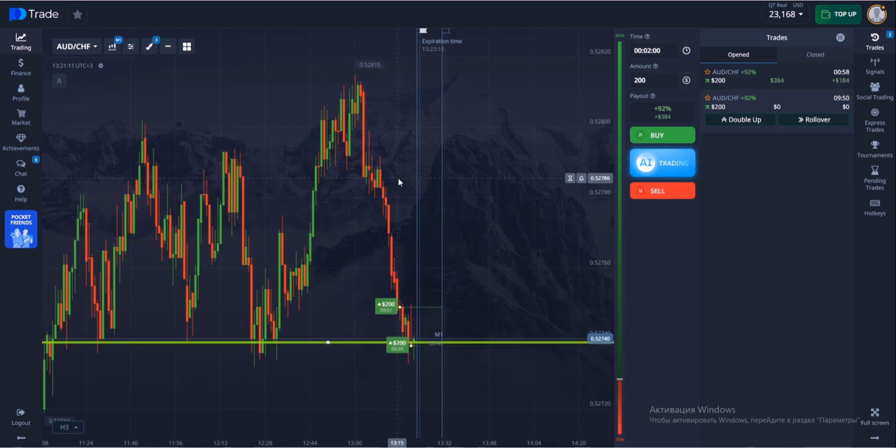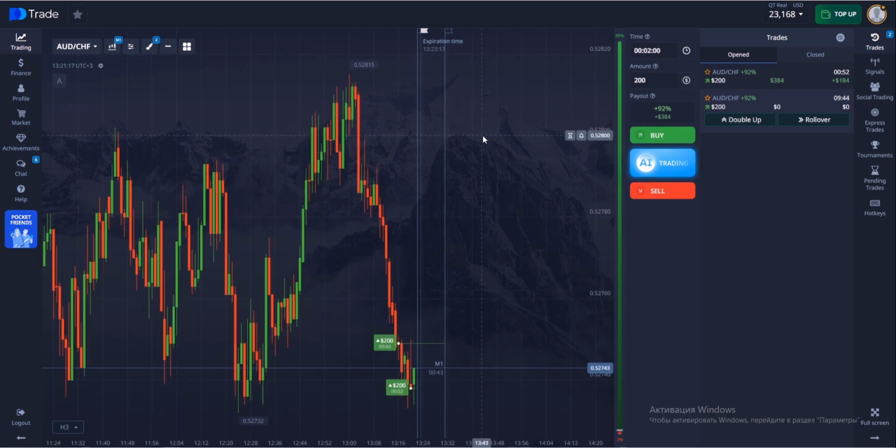In the next video, I'll show you on the chart in more detail how to draw Fibonacci levels and how to make trades from these levels. Wait for the next video, it will be released on the channel soon.